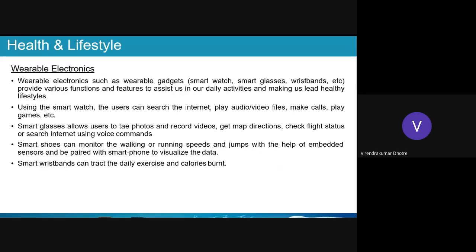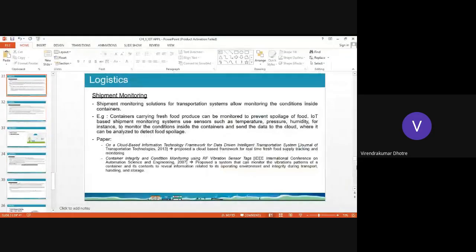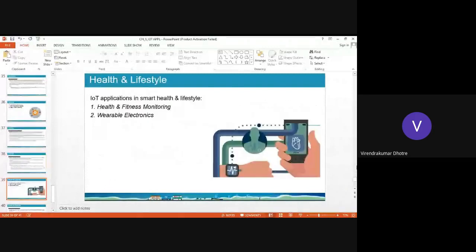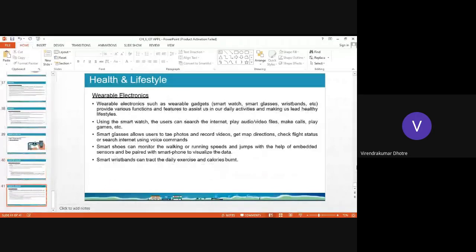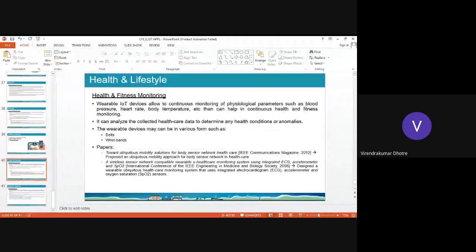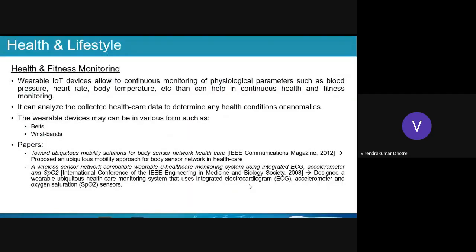So next is health, the last application, the last domain, we can say health and lifestyle, which we will finish today itself, no problem. So health and fitness monitoring. There is time, I think still 10 minutes are there. Okay.